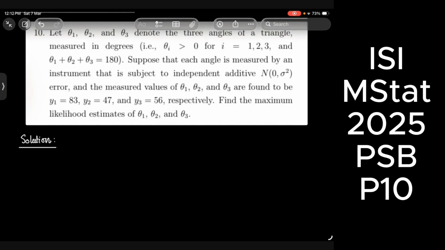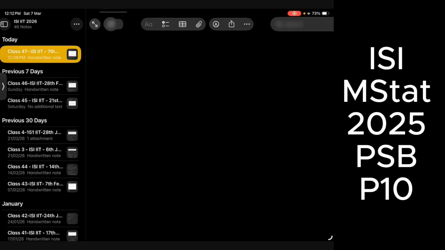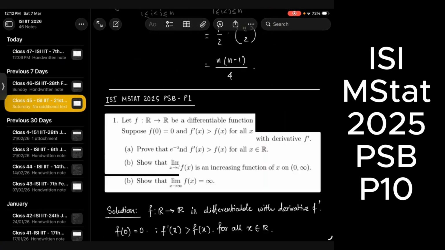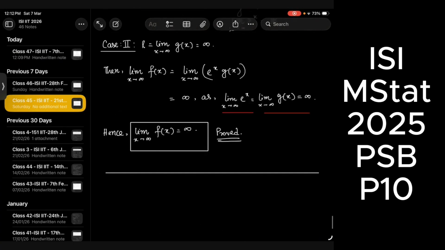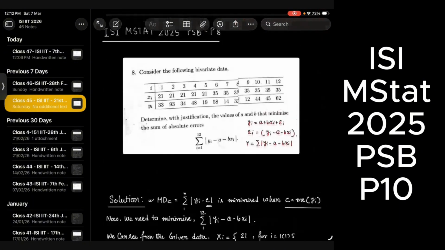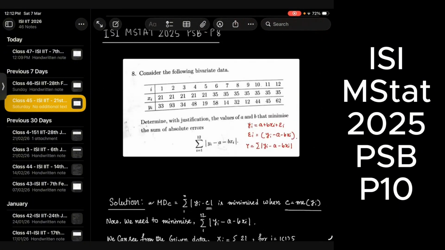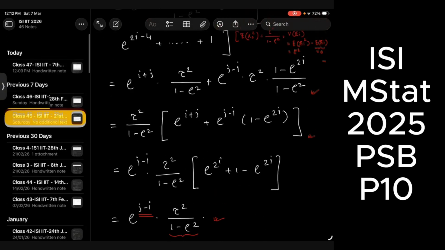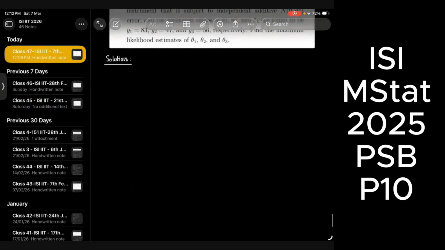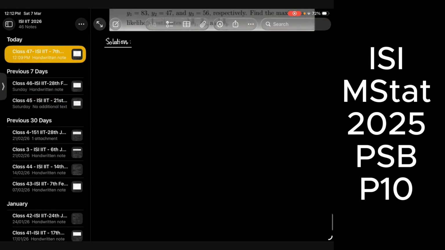You are talking about this one, right? The minimize summation mod one. Yes, this is not a ridge regression. My ridge regression is a completely different thing, that is taught in ISI.